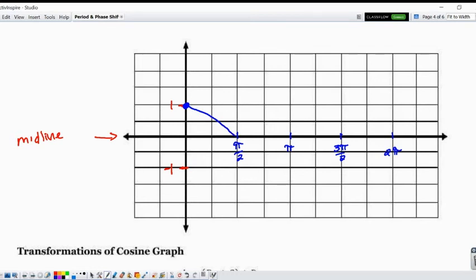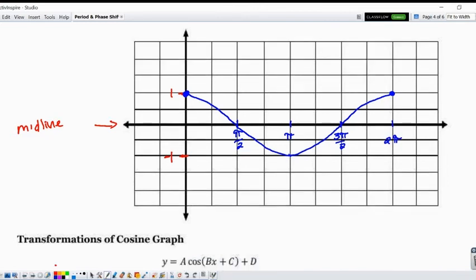That's our x-intercept or midline. Then we go to the minimum, up to another x-intercept at 3 pi over 2, and then to complete the round trip, we have to get back up to that maximum value at 2 pi. So that is the important difference to consider when you're graphing cosine versus sine.